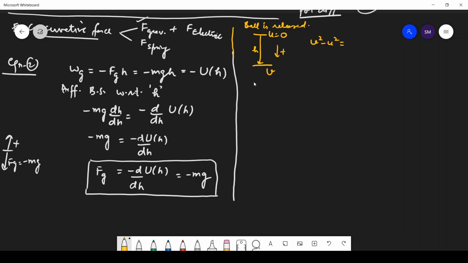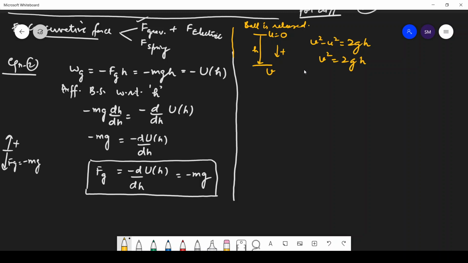So that's what happened with the gravity, with the conservative forces. When you release the ball, then due to conservative forces, the potential energy stored is converted into kinetic energy, and that is equal to 2gh. So u is 0, so v square is equal to 2gh. Another very important equation, we will need it.